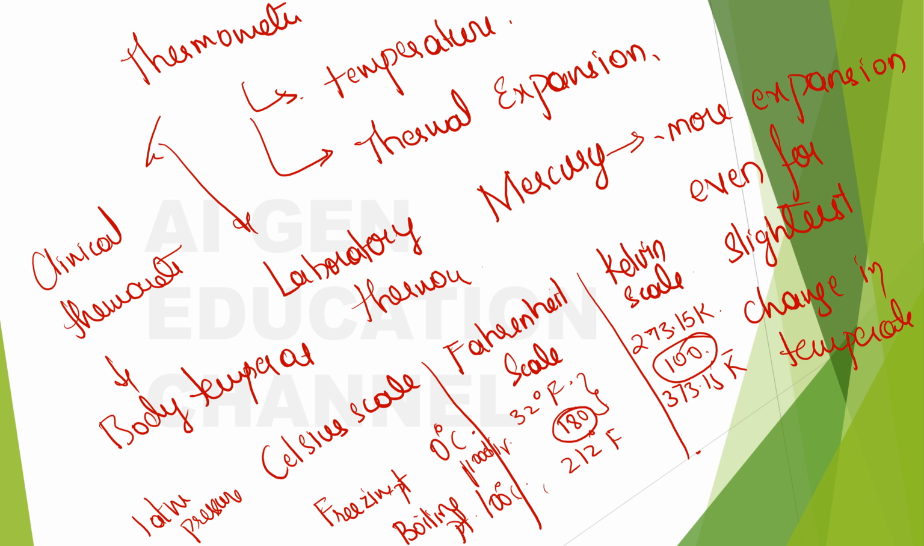So how about this Kelvin scale? It is a very important unit of temperature. It is the SI unit of temperature. When I say the Kelvin scale is important, you can expect a question stating, what is the SI unit of temperature? Then you can say that Kelvin is the SI unit of temperature, right? So the Kelvin scale, the Fahrenheit scale and the Celsius scale can be used in thermometers.